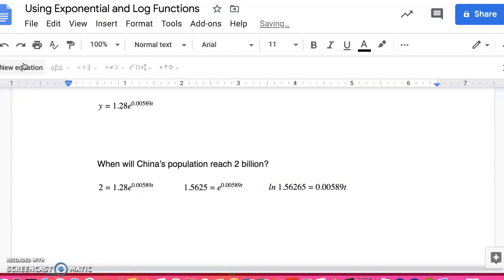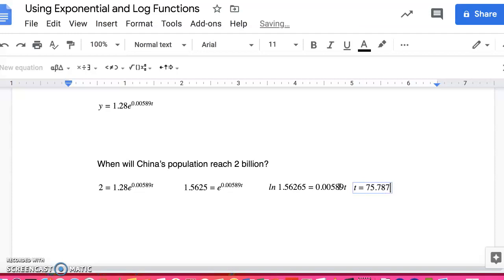And then the last step is to solve for t by dividing by this decimal. So take the natural log of this stuff divided by this stuff. Okay, so let's see what that is. Natural log of 1.56265 divided by 0.00589 is 75.